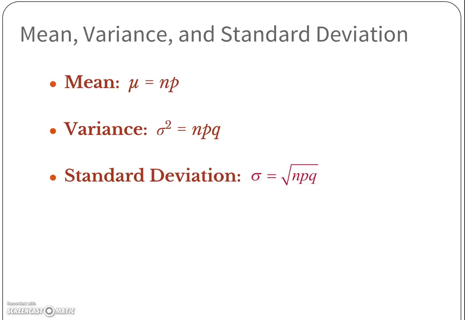Okay, we are going to do mean, variance, and standard deviation for a binomial distribution. So the mean, mu, is going to be n times p. The variance, sigma squared, is n times p times q. And the standard deviation, sigma, is going to be the square root of the variance, as it's been. So let's do an example.